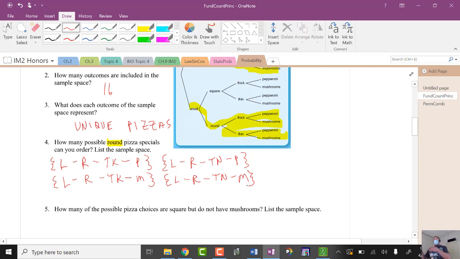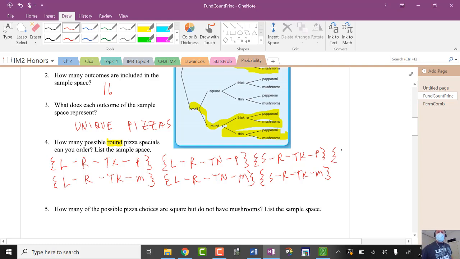All right, but then also I could have ordered small and then round and then all the other possibilities. So small, round. Let's take care of thick first. Pepperoni. Small, round, thick, mushroom.